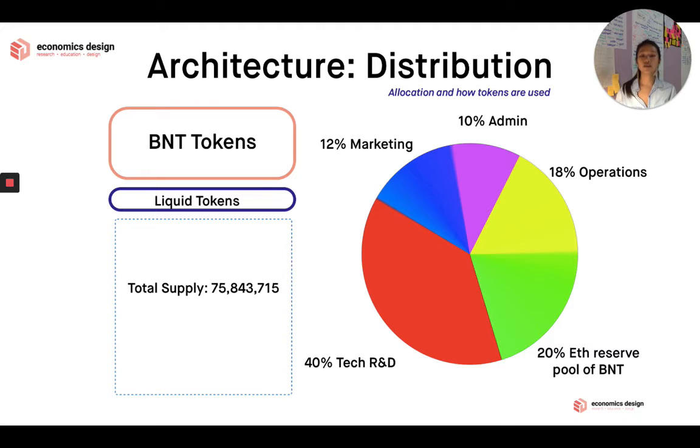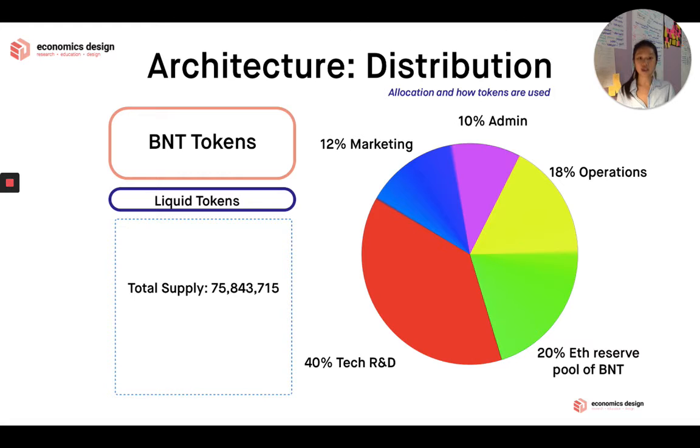And we also want to talk about distribution. How is Bancor distributed? So there's a total supply. It's a strange number of liquid tokens. There's a supply limit of liquid tokens. There's no supply limit of other tokens. So the supply limit of liquid tokens is a little bit more than 75 million, almost 76 million.